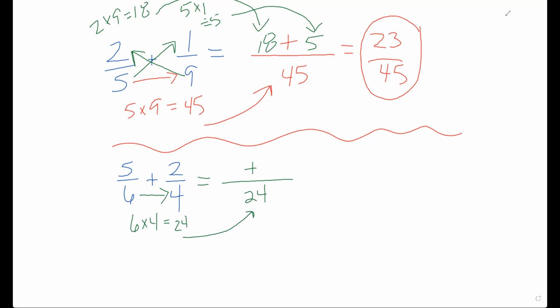All right, and then from here, we are going to cross multiply. So we're going to say 5 times 4, which gives me 20. And then we're going to say 6 times 2, which gives me 12. All right, and we're going to add our values in. So we're going to say 20, and we're going to say 12. And then from here, we're going to simplify. 20 and 12 give me 32. And we're going to bring the 24 over.